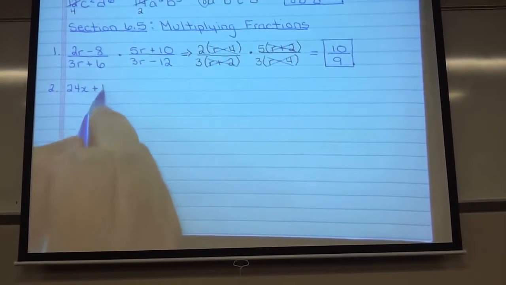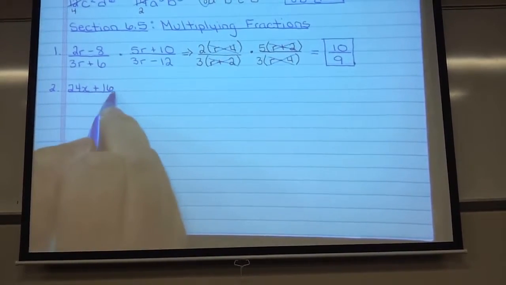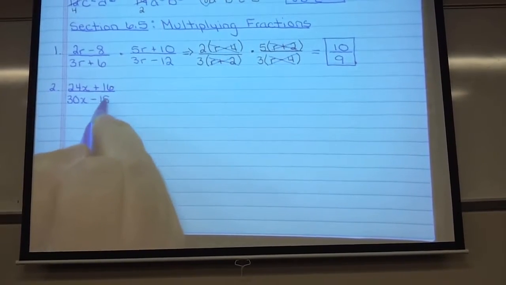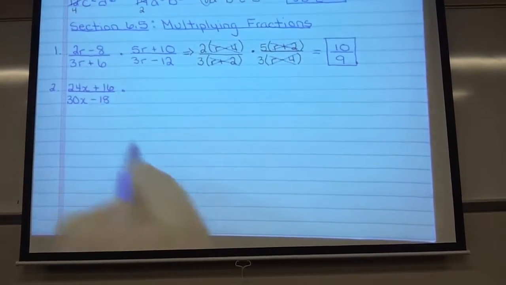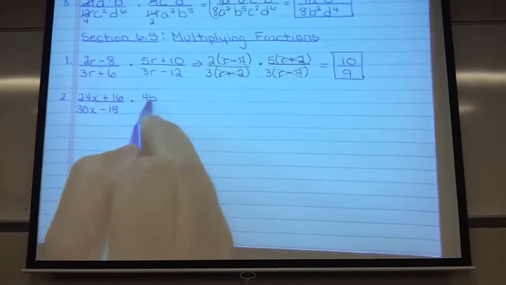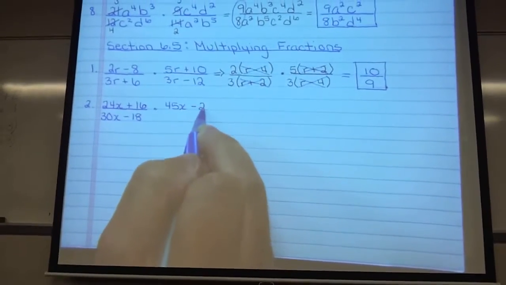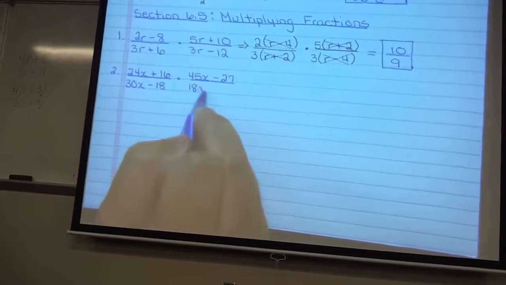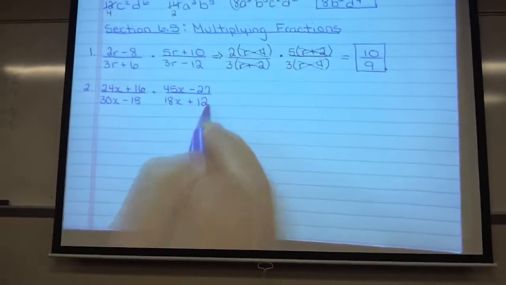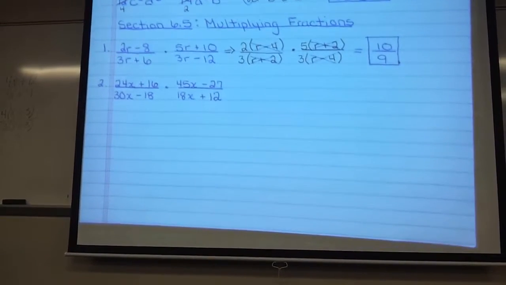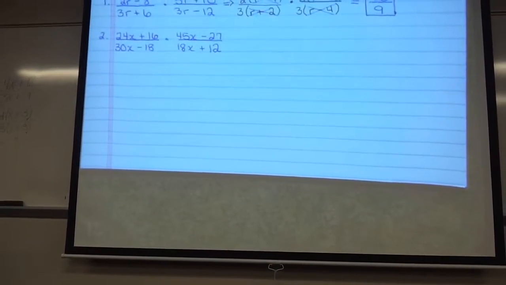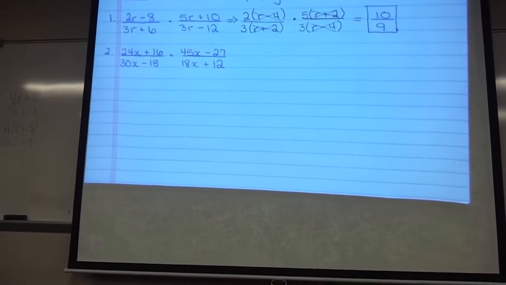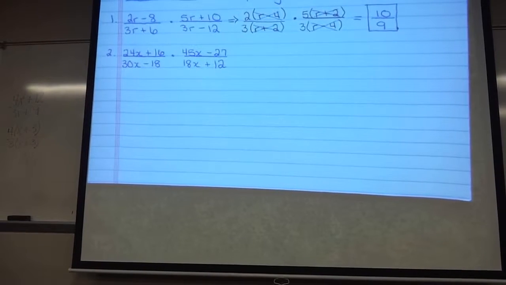24x plus 16 all over 30x minus 18, times 45x minus 27 all over 18x plus 12. See if you can get it started. You're just taking a GCF out of each of them because there are no squares. You always look for, you gotta have your biggest GCF.